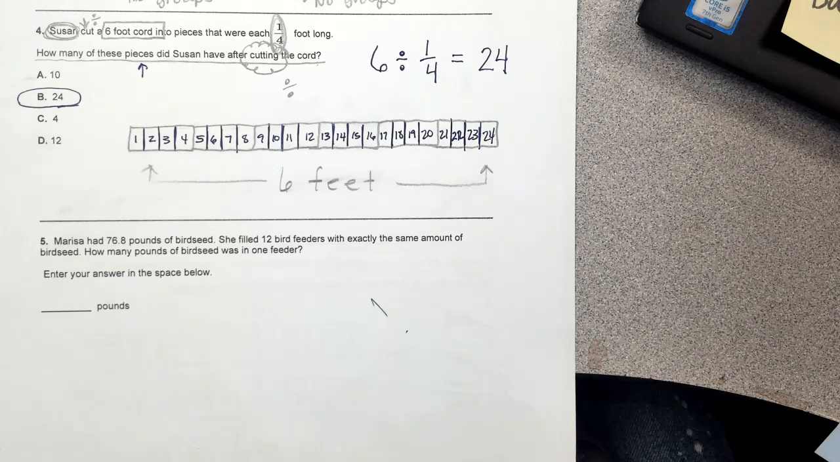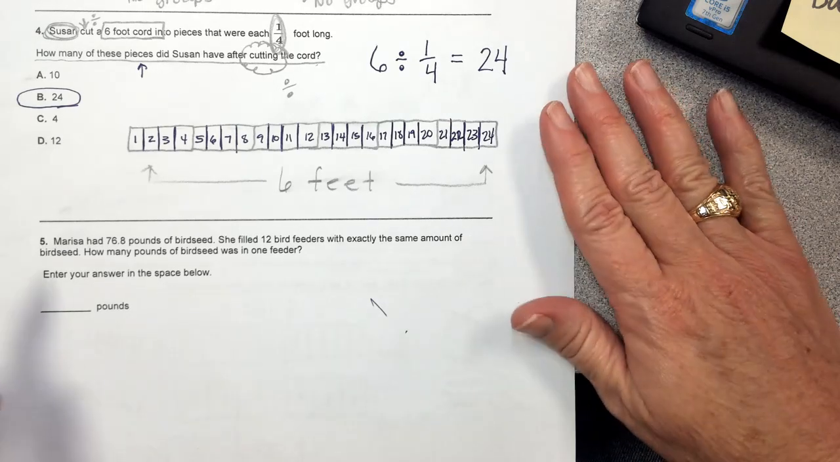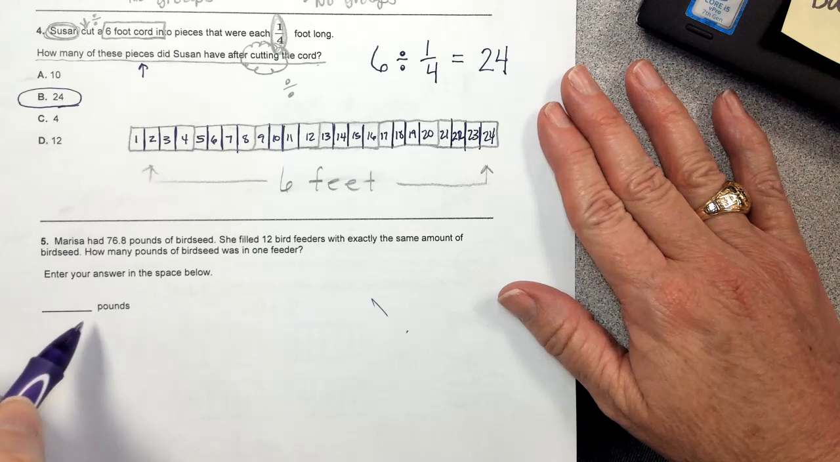Marissa had 76 8/10 pounds of bird seed. She filled 12 bird feeders with exactly the same amount of bird seed. How many pounds of bird seed was in one feeder? Enter your answer in the space below.